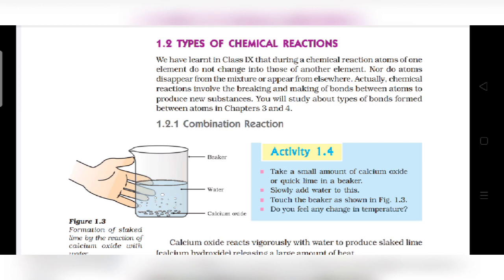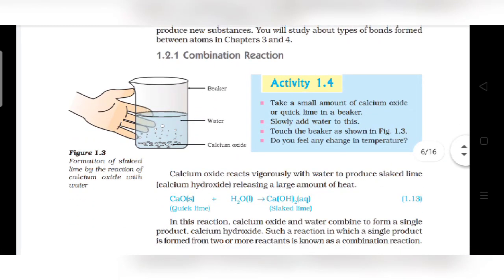Let's start with 1.2.1, the first: combination reaction. As you see in activity 1.4, the formation of slake lime by the reaction of calcium oxide with water is given. For that you require a small amount of calcium oxide or quicklime in a glass beaker. Slowly add water to this and touch the beaker as shown in the figure. Do you feel any change in temperature?